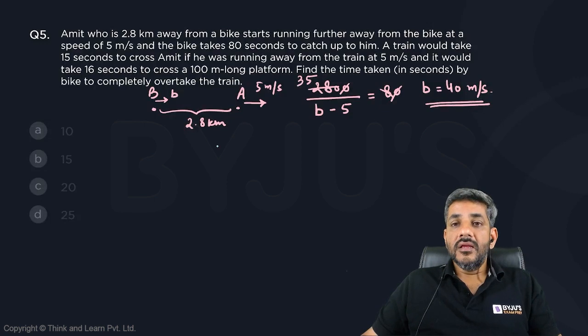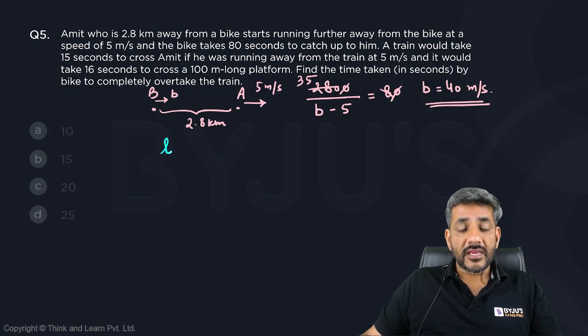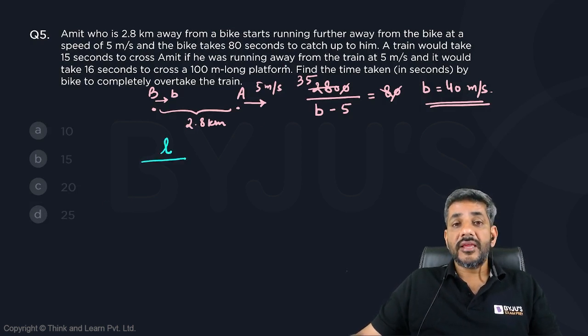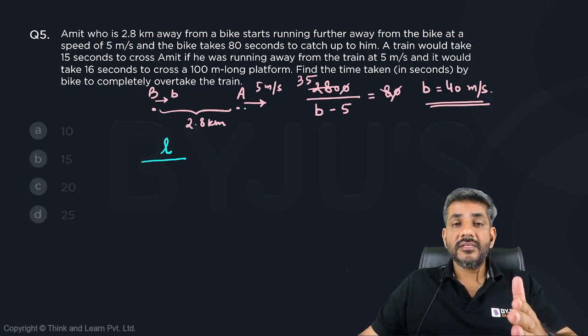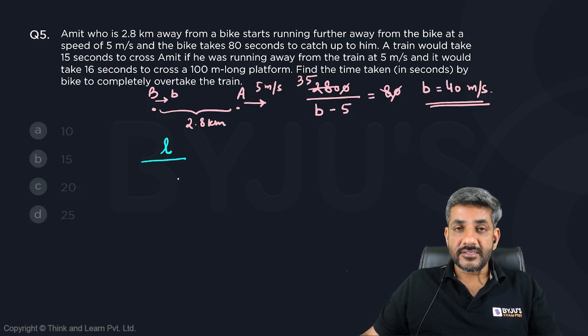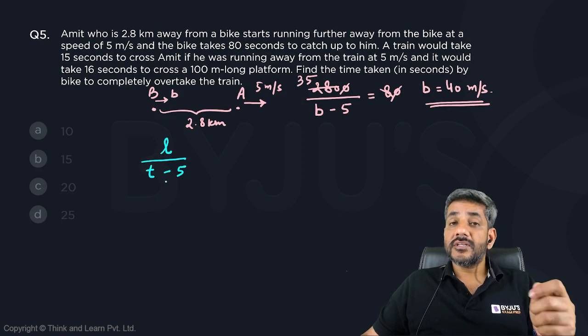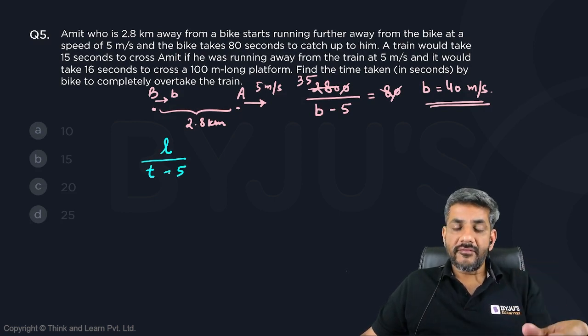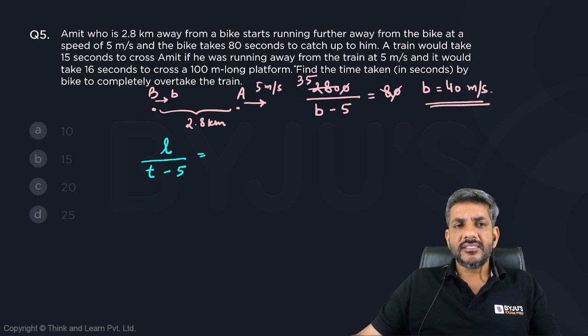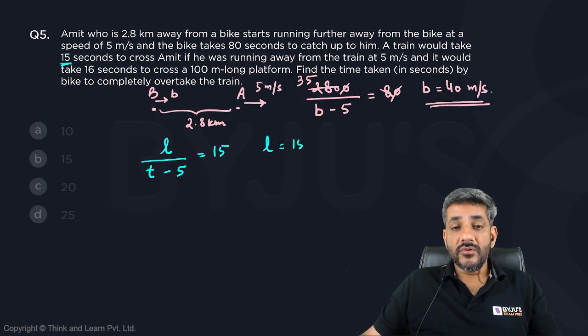What is next? A train would take 15 seconds to cross Amit if he was running away from the train at 5 meter per second. Now, what is the time taken by a train to cross a person? For that, you have to cover the length of the train, which I am assuming as L. And because they are running in the same direction, who is running away from the train, that means that he is running in the same direction as train is running. Let us say the speed of the train is t. So the relative speed is t minus 5, speed of the train minus speed of Amit. So length of the train divided by the relative speed t minus 5, he says it is equal to 15 seconds because the train crosses in 15 seconds. From here I can say L is equal to 15t minus 75.